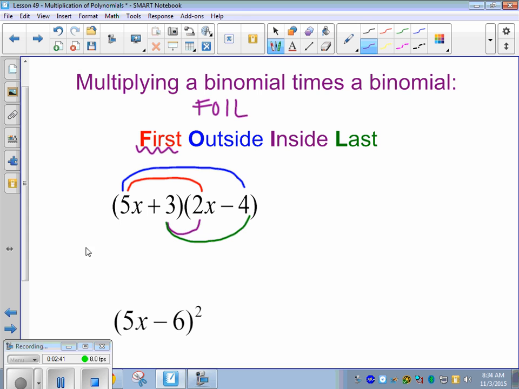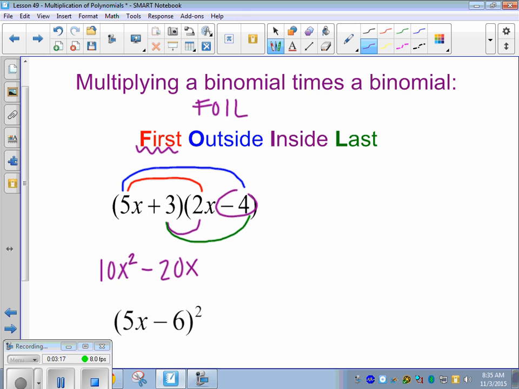Jordan, what's 5x times 2x? 10x squared. Perfect. So we multiply the numbers together, 5 times 2, and then x times x is x squared. So we got our first one taken care of. Now we have outside, which is the O in my FOIL. So I want to do the outside terms, which are my 5x and my negative 4. Make sure you guys keep those negatives attached. So 5x times negative 4 gives me what, Josh? Negative 20x. Perfect.